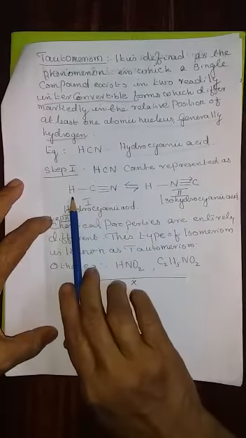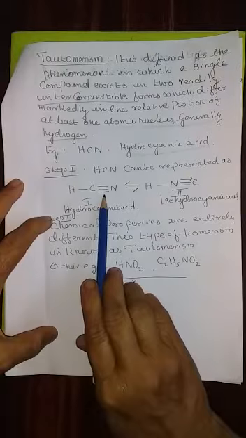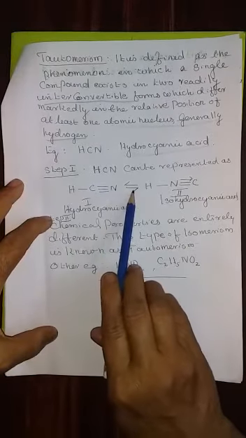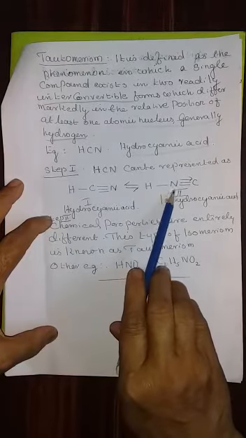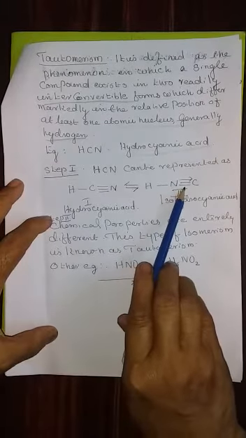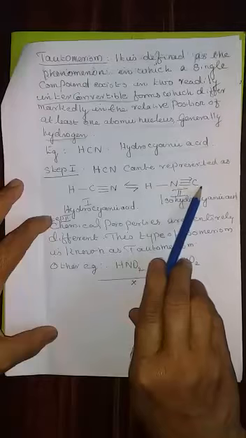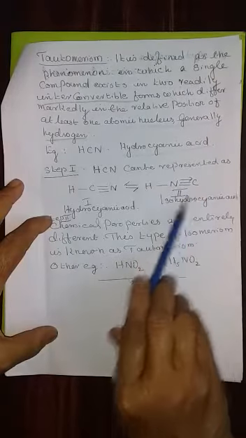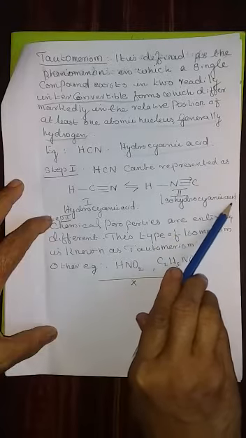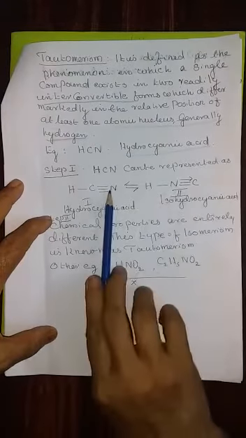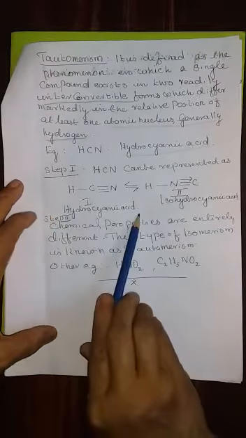Structure 1: H, C, triple bond, N, in dynamic equilibrium with hydrogen, single bond, nitrogen, double bond, and a dative bond with carbon. That is known as isohydrocyanic acid. This is known as hydrocyanic acid.